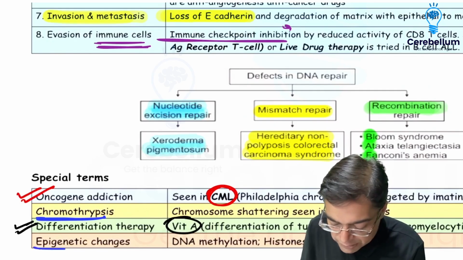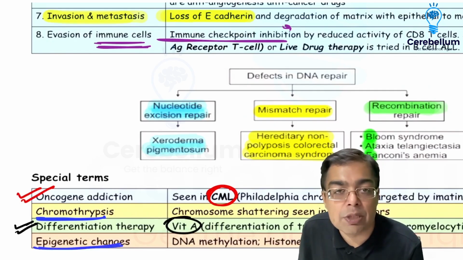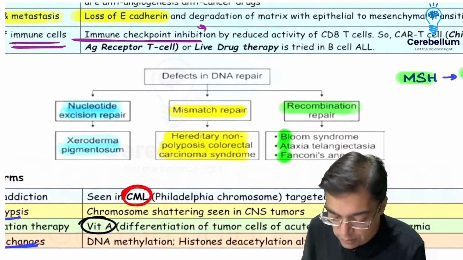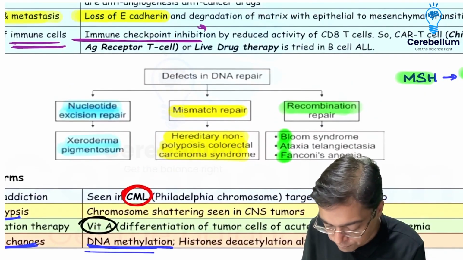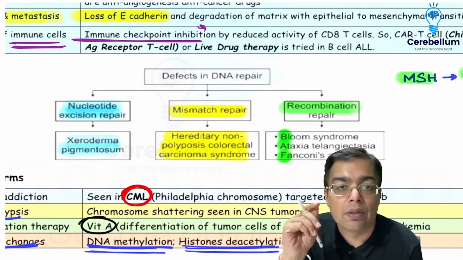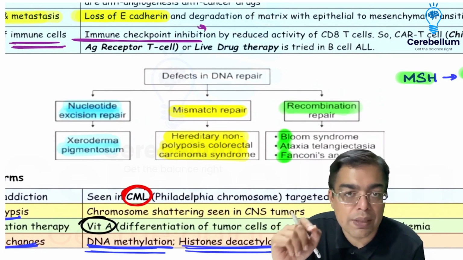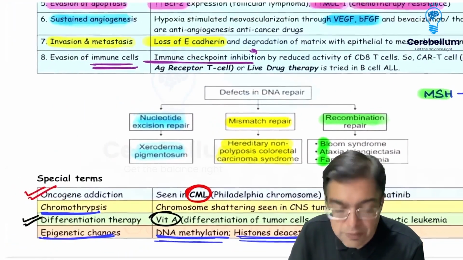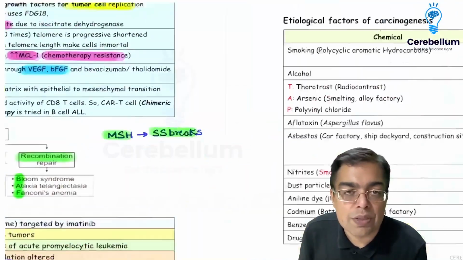Then there are certain types of changes which are important, which are given the name of epigenetic changes. Epigenetic changes can take place by two mechanisms that you need to remember. One is DNA methylation, and the second mechanism is histone deacetylation. DNA methylation and histone deacetylation are the important terms that we just need to remember so far as the questions are concerned in the exam.